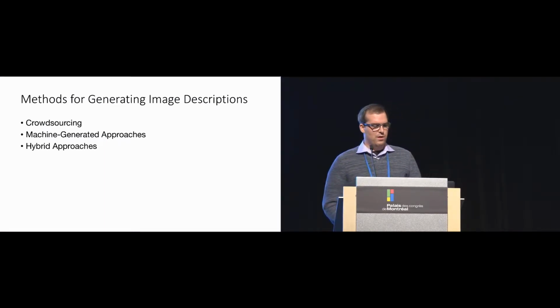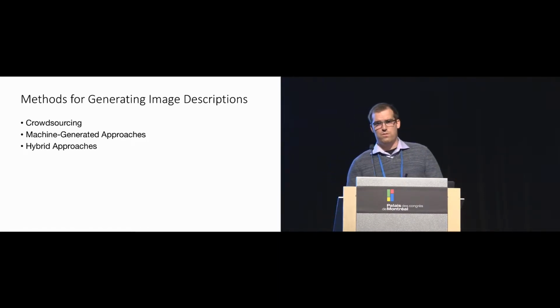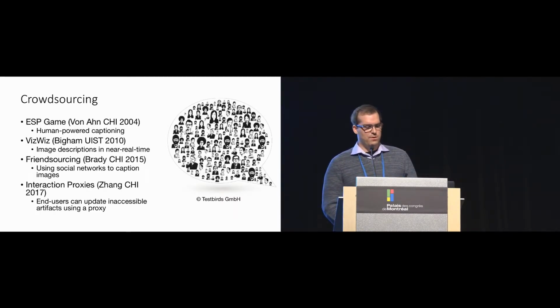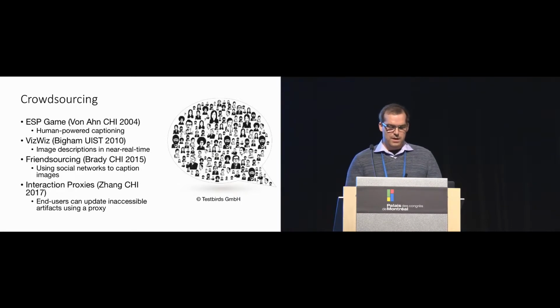There are a few different methods for generating image descriptions: crowdsourcing, machine-generated approaches, and hybrid approaches, which use a mix of automation and crowd. Crowdsourcing has been used to make images accessible to people with vision impairments online. In the ESP game, sighted players compete with each other by providing captions for images online. In VizWiz, image descriptions were shown to be created by crowd workers in near real time. While in friend sourcing, the users were able to leverage their social network in order to get image captioning. In interaction proxies, end users were able to update inaccessible artifacts for subsequent users while browsing directly using a proxy.